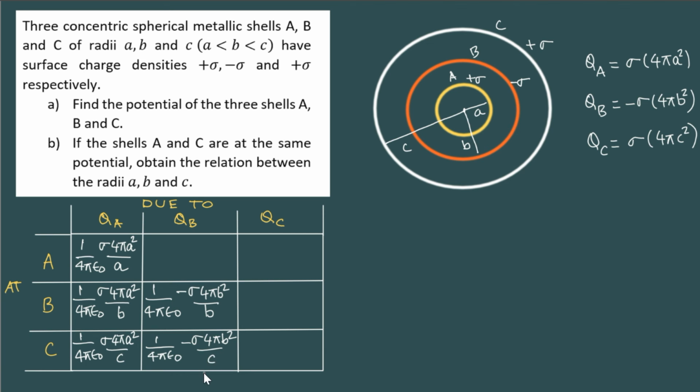Now, if you go to any point inside shell B, the charge on shell B will generate the same potential which is there outside it. So anywhere inside.